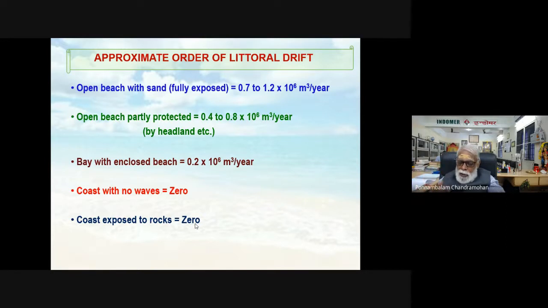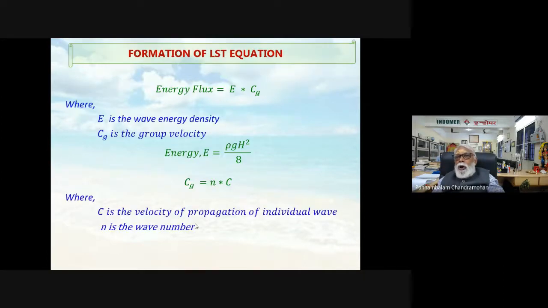So there is no littoral drift. If people ask, you should tell them there is no littoral drift on a rocky coastline. A very typical example is the Saurashtra coast. If you go to Gujarat, right from Okha up to Bhavnagar, the entire coastline is totally exposed with rocks. So though you have beaches, the littoral drift will be of a very, very small order.